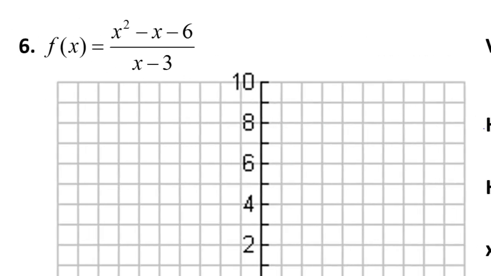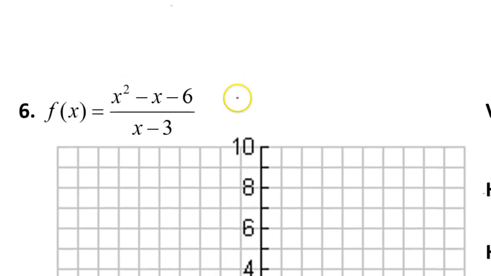Now, I didn't want to confuse you with this before, but I have to mention it now for problem number 6. Sometimes, even though the top degree is 1 more than the bottom, there still is not a slant asymptote. And the thing is this, when you do your division, there has to be a remainder.